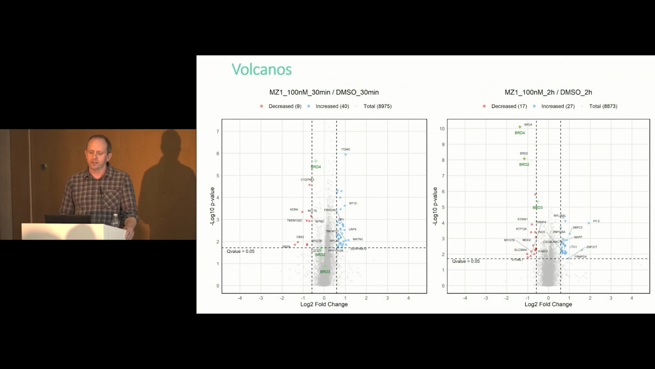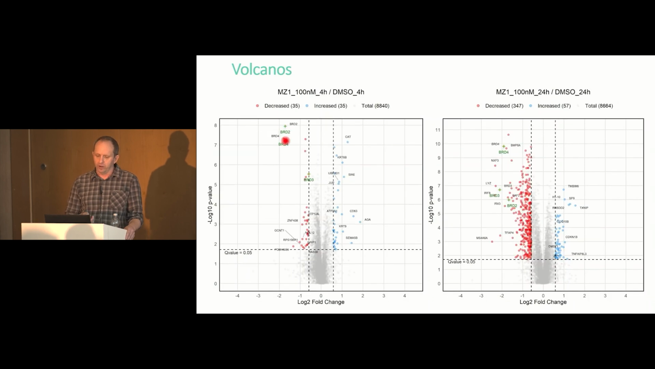So here's a few selected volcano plots where we're comparing, let's see, 100 nanomolar of the compound divided by DMSO, and already at 30 minutes you can see this BRD4 target is starting to move to the left of this volcano plot and starting to be degraded. Out to 2 hours we see quite clean degradation of BRD4, as well as one of the off targets. In a sense it's an off target, and BRD3 as well. And we have a little bit of background there. We can keep going throughout the time course.